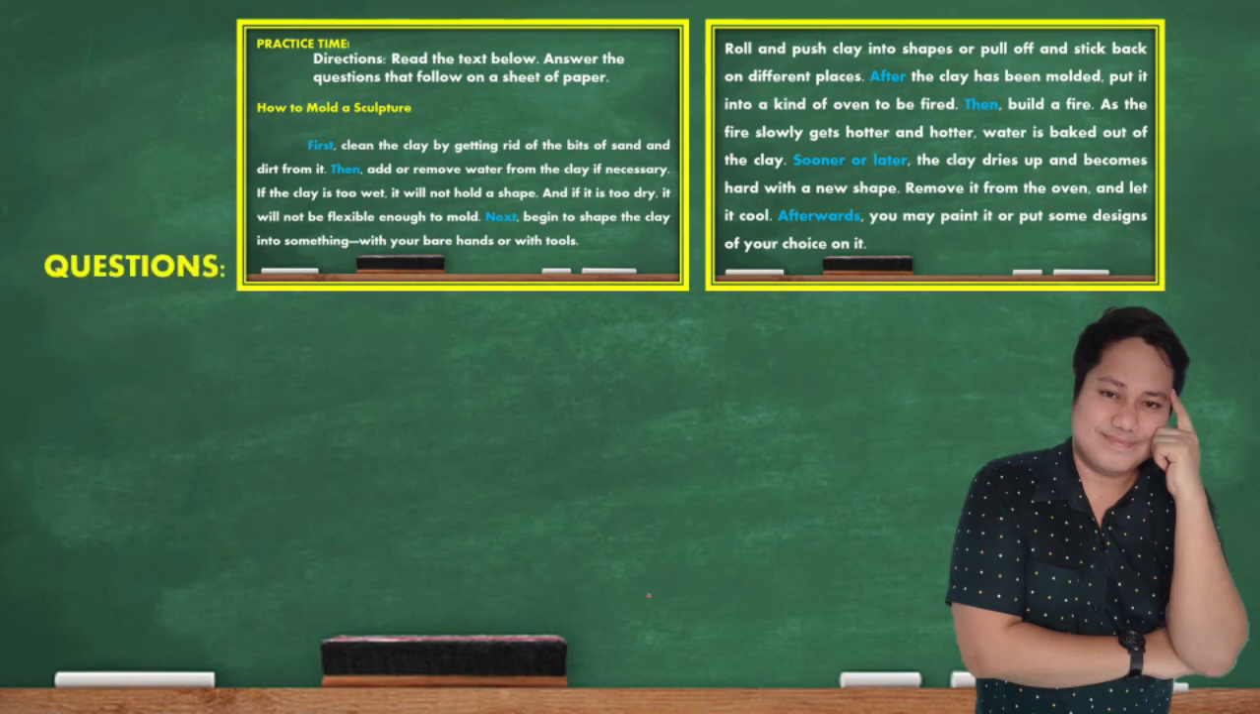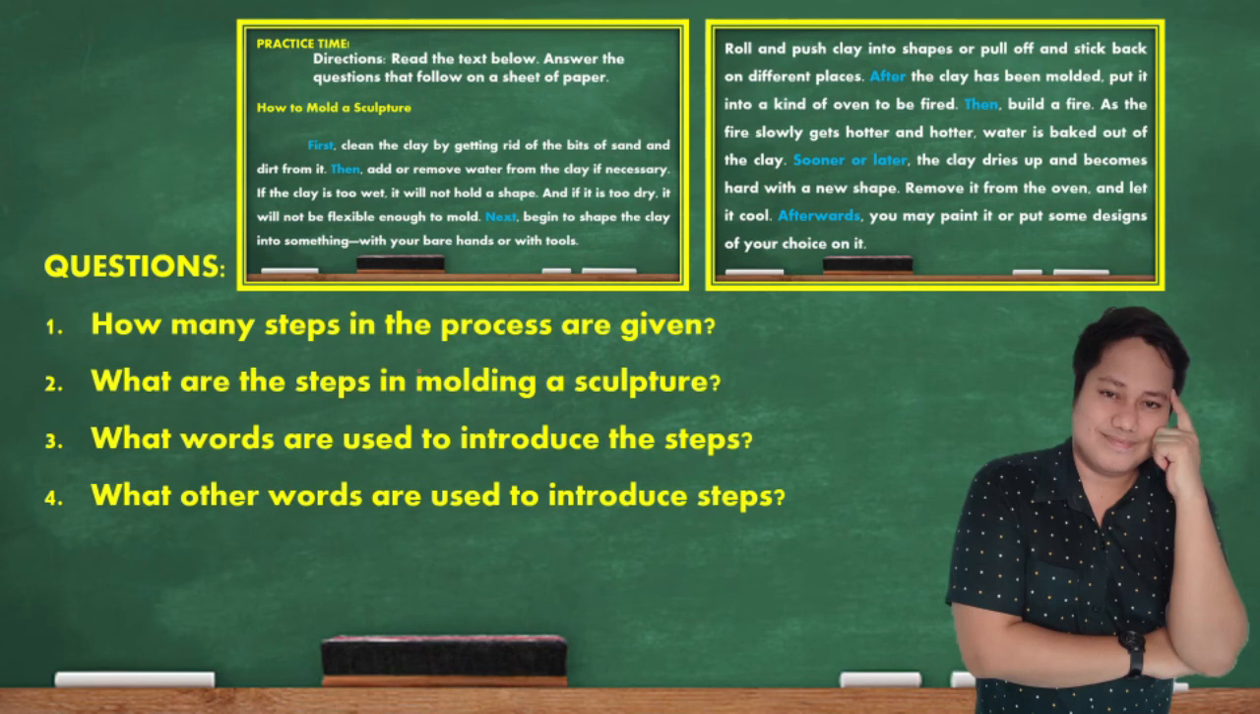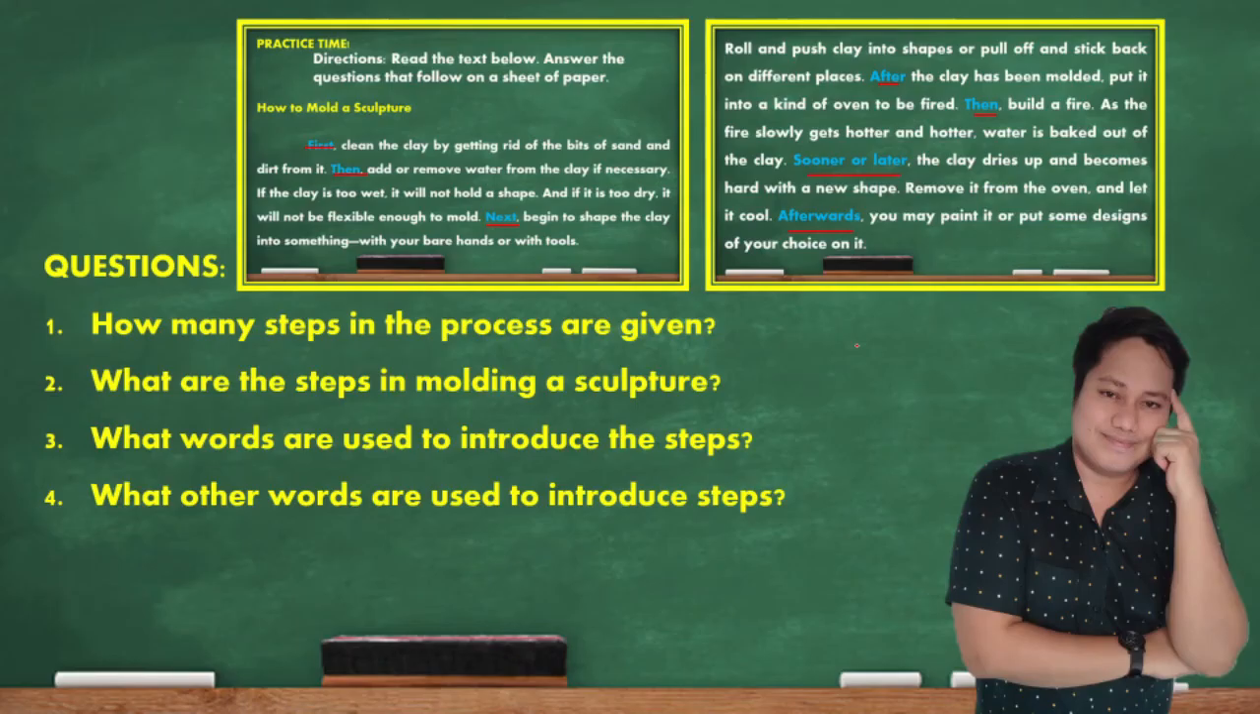Let's answer the questions. Number 1. How many steps in the process are given? Very good. We have 1, 2, 3, 4, 5, 6, 7 steps. Why and how do we do that? Of course, we look upon the signal words that are used to show time order. Next question, number 2. What are the steps in molding a sculpture?